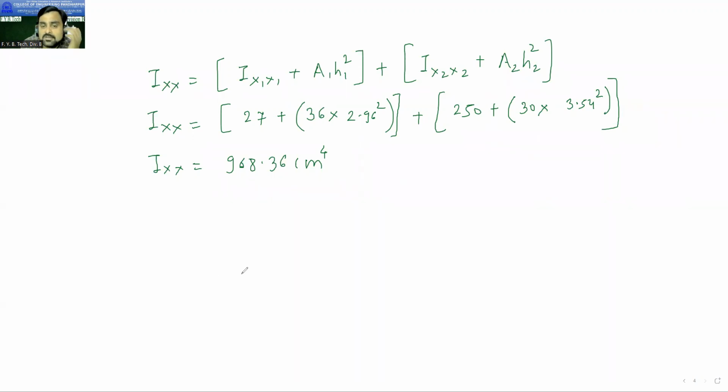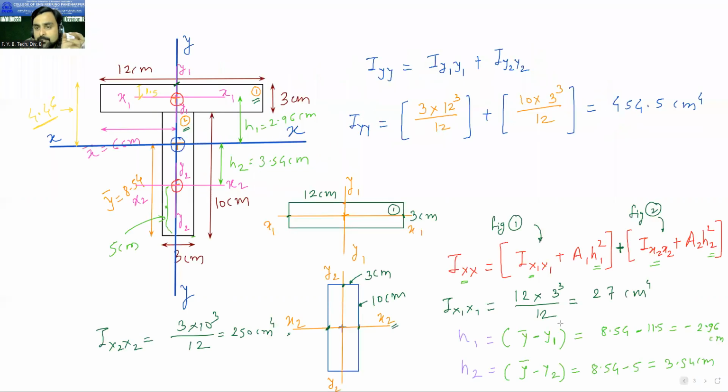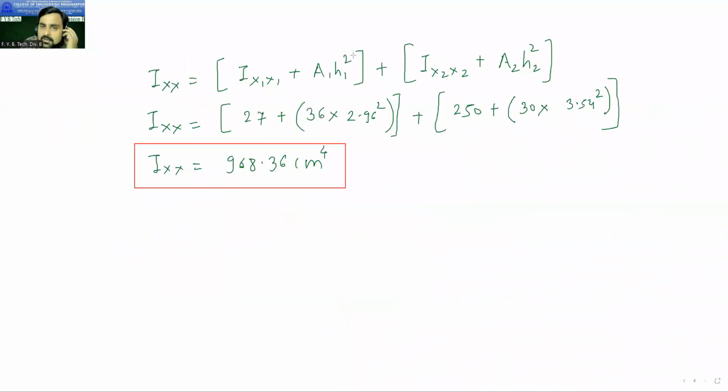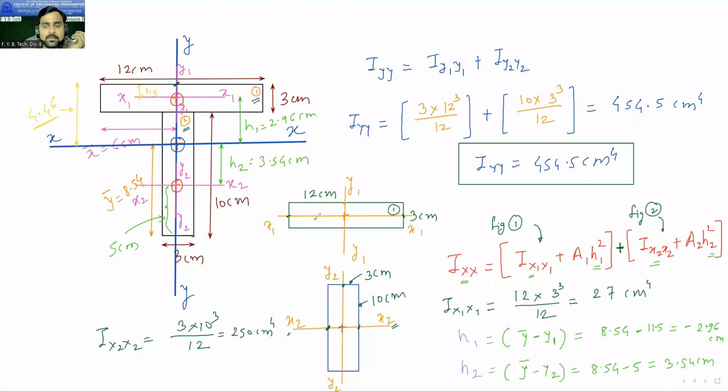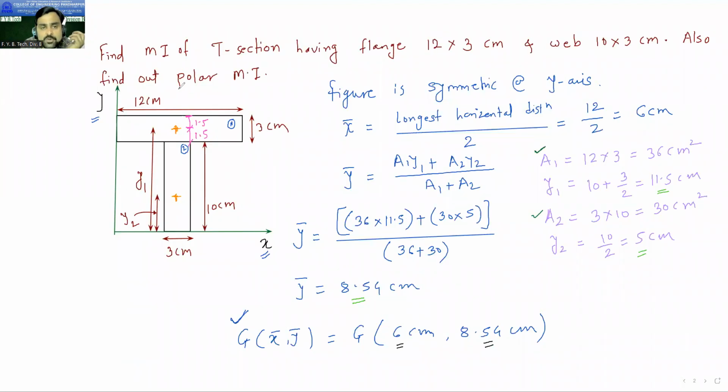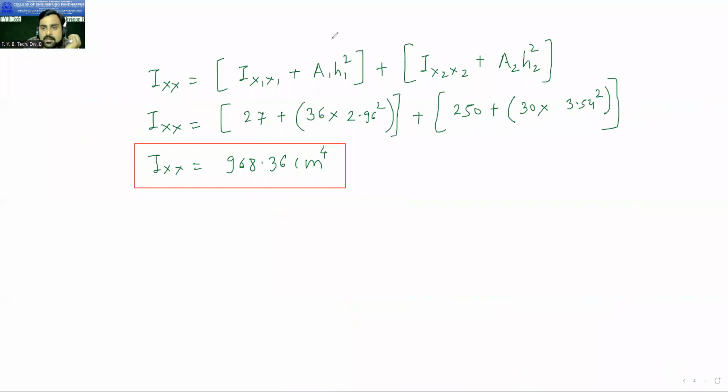सो Ixx संपला का मग प्रॉब्लेम, झालं का, एवढंच विचारलंय का? Is it the end of the numerical? Here we have calculated Ixx and here we have calculated Iyy. This is our Iyy, 454.5 centimeter raised to 4. संपला का प्रॉब्लेम एवढ्यातच? पुढे काय विचारलंय प्रॉब्लेम मध्ये? They have also asked you to find out polar moment of inertia. Polar moment of inertia means Izz. Okay, so now calculate Izz also.